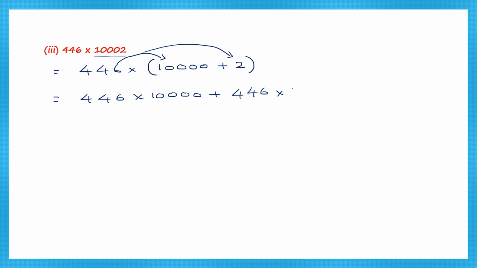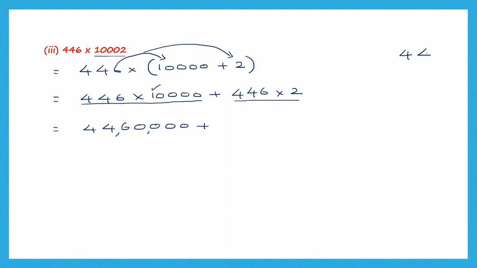446 into 2. So this multiplication is very easy. Whenever you have to multiply with numbers ending in 0, you just have to multiply with this number and then add the 0. So here we are multiplying with 1. 446 into 1 is the same number, any number into 1. Now count the zeros. 1, 2, 3, 4. Add the zeros. See, that multiplication was done so easily. So this is 44,60,000 plus, now we have to multiply 446 into 2.